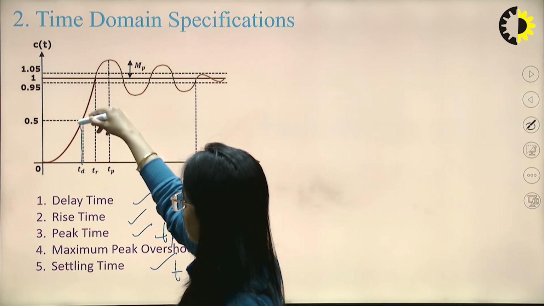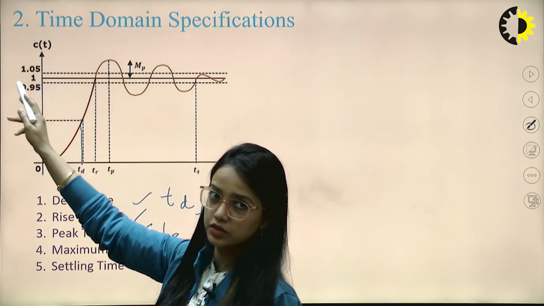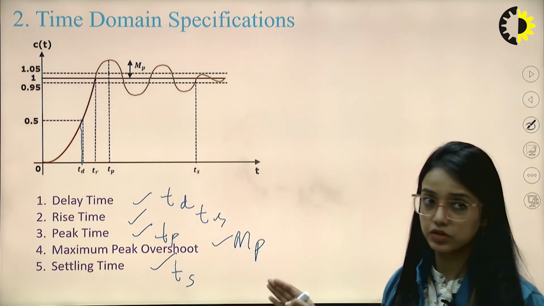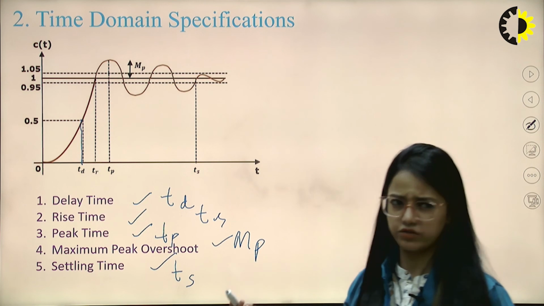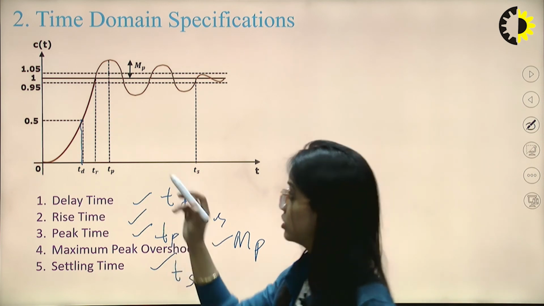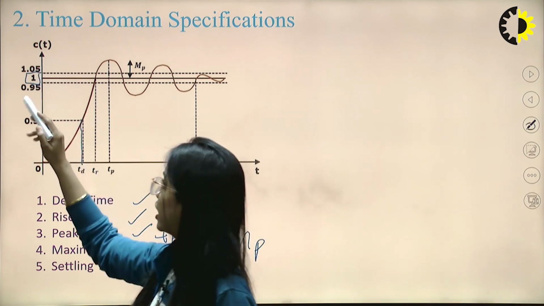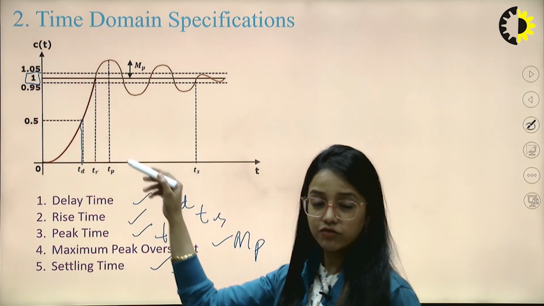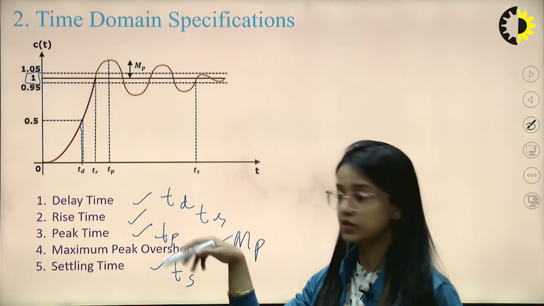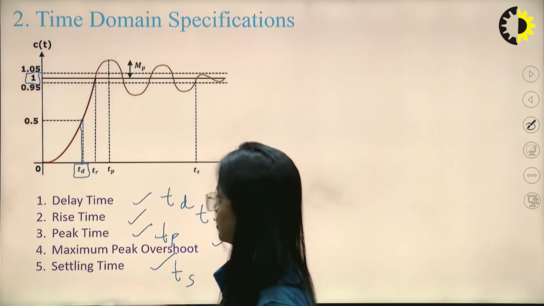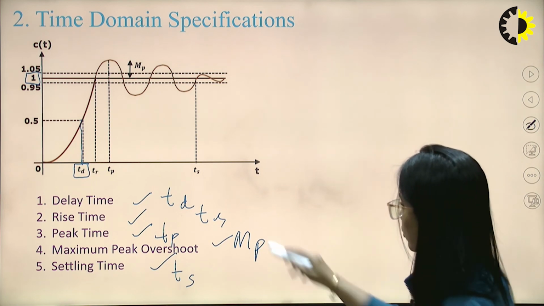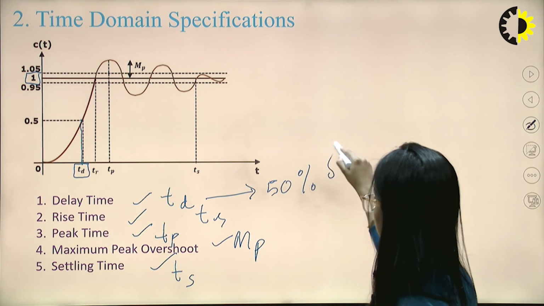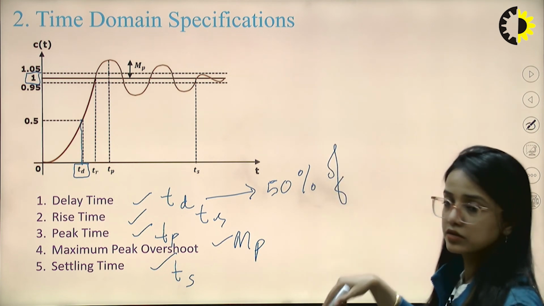delay time means, let's say, we are considering the step input. So 50% means 0.5, since unit step means 1. So this is the ideal output and we are reaching the 50%. So the time when the output reaches 50% of the desired output is the delay time.